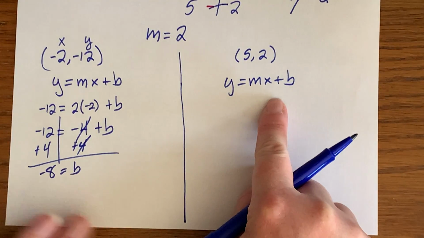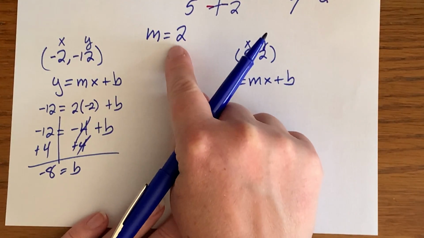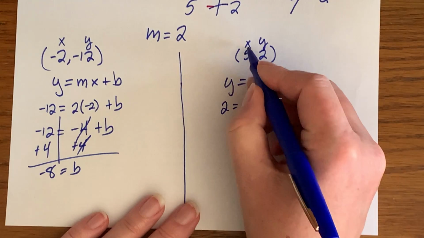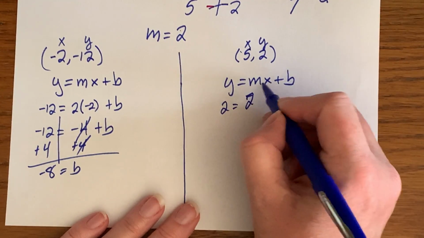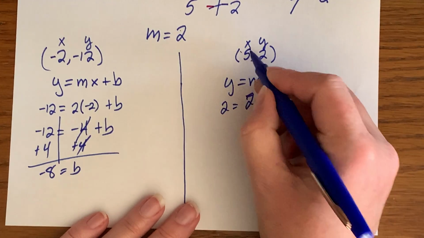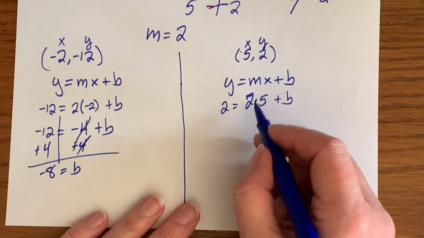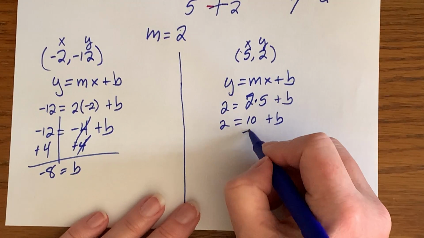Huh. Interesting. What if we had used this point? I know, right? Here's the x and the y. m is still 2. Fill in everything you know. y is 2. x is 5. Whoops, I need the m. It doesn't really matter. You're multiplying, but we could do it in order. m, and then the 5, and the b. 2 times 5 is 10. Subtract 10 from both sides.